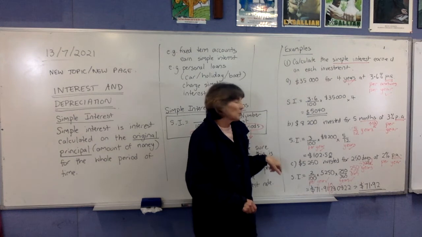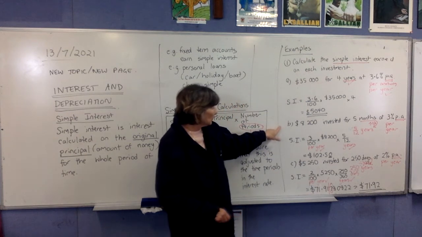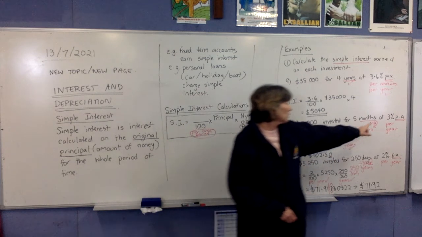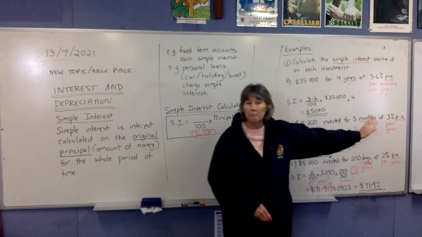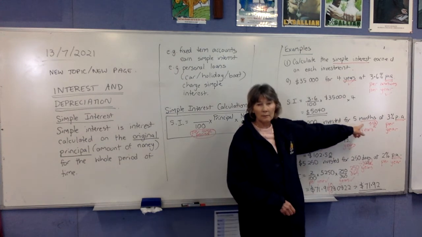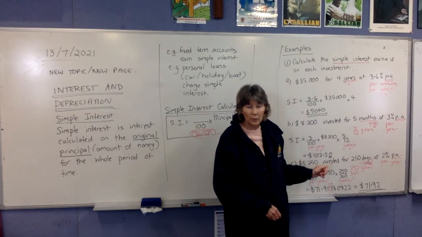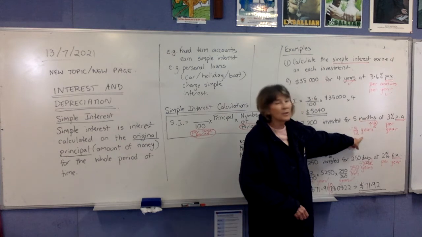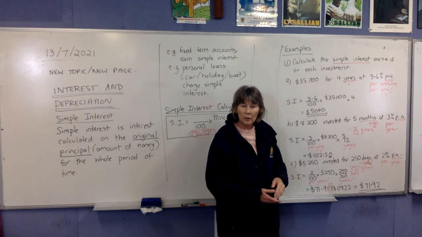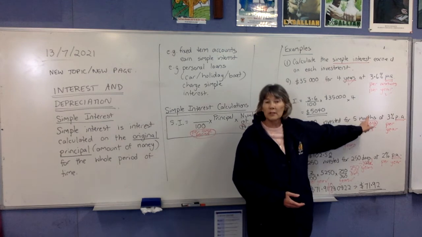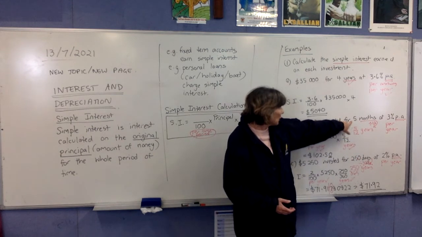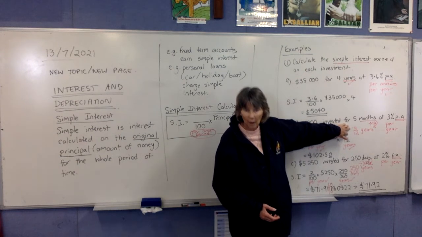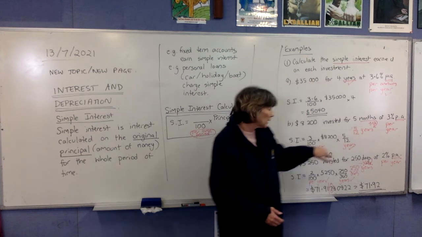Now these next two are a little bit harder. So in B, we've got $8,200 invested. The interest rate is 3% p.a., per annum, per year. This 5 months cannot be thrown straight into the formula. You have to change that to years first. So if we want to change from months to years, we're going to a bigger unit, so we divide by 12 because there's 12 months in a year. I would rather, if you're doing 5 divided by 12, that we write it like a fraction as 5 over 12.